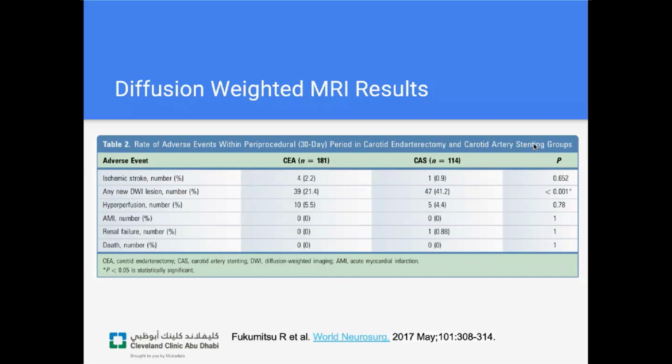You can see here in this study that there was a 41% detection of strokes in the carotid angioplasty and stent group. Again, most of these are not manifest on the physical exam as actual strokes, and these silent strokes, the question is what happens with this?